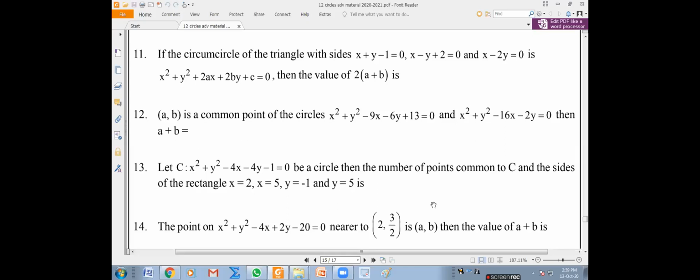Now, where is x equal to 2? A vertical line, that is this line itself. x equal to 5, right here. y equal to -1 and y equal to 5. y equal to -1 is right here. The 4 lines that they gave are, one is this line, one is this line and this. x equal to 2, x equal to 5, y equal to -1, y equal to 5.